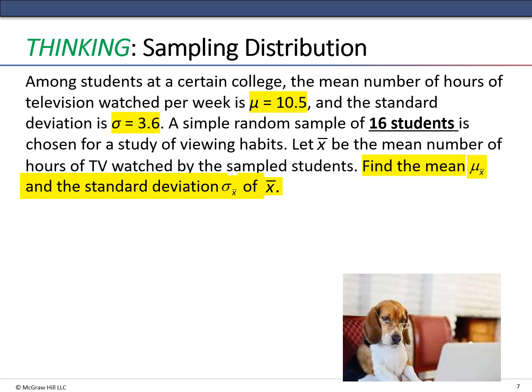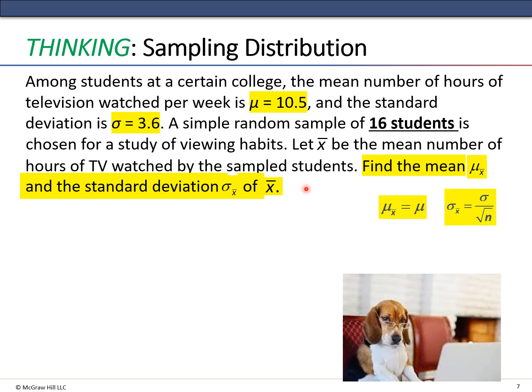Among students at a certain college, the mean number of hours of television watched per week is 10.5, and the standard deviation is 3.6. A simple random sample of 16 students is chosen for a study of viewing habits. Let X bar be the mean number of hours of TV watched by the sample students. Find the mean of the sample distribution and the standard deviation of the sample distribution.